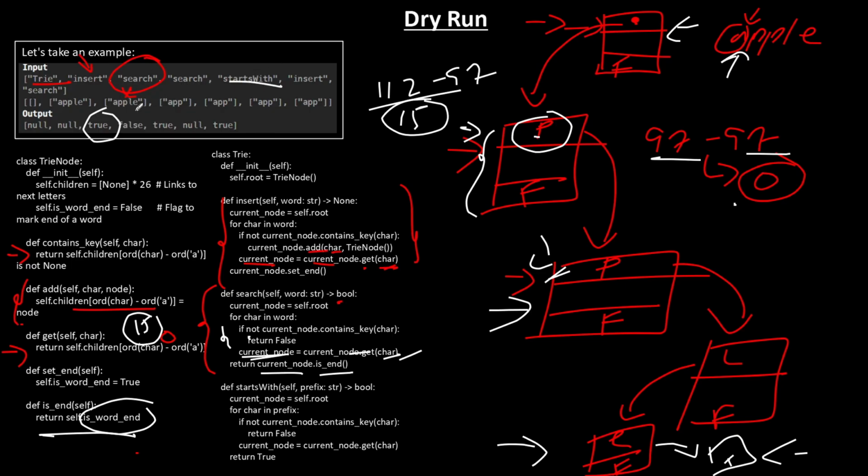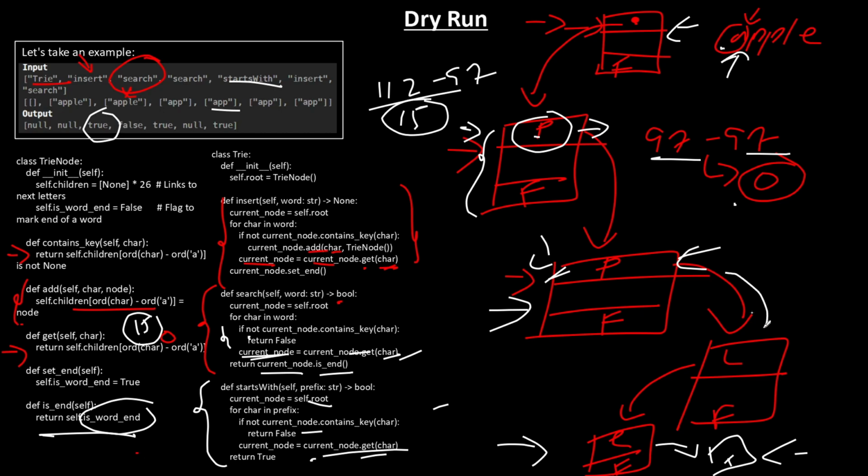Let's go with startsWith APP. Again, the same scenario. If you see here, we have the root, we have the A. Again we check, do we have A in it? Yes, we have it. So don't return false; go to the next node, P. Again, check if it is null or not. It is not null, so again go to P's reference and stand here.